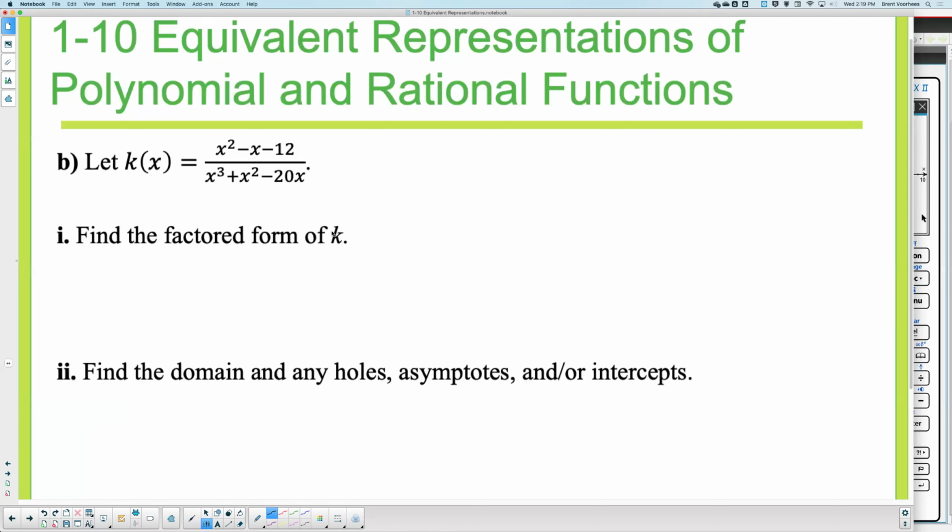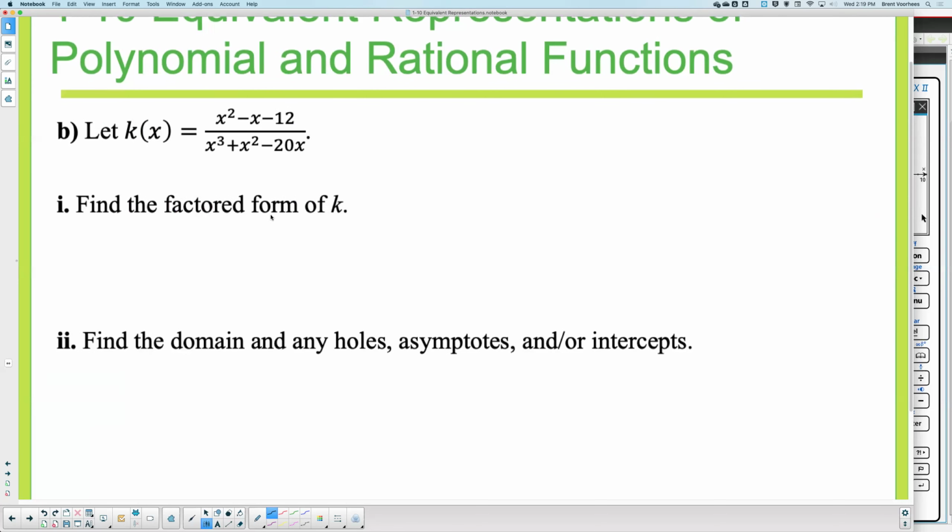All right, let's look at part B here. What form did I give this to you in? This is standard form. It says find the factored form. So we're going to first try to find the factored form here. Oh, they didn't call this f, sorry. They called this one k of x. We're going to try to find the factored form.